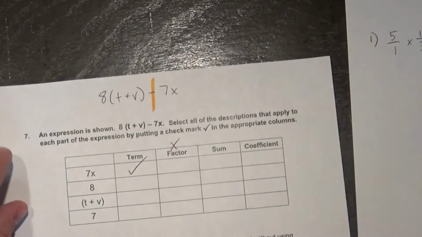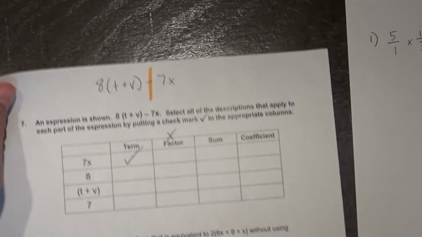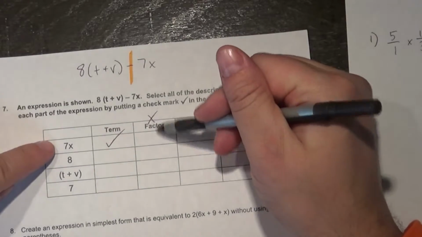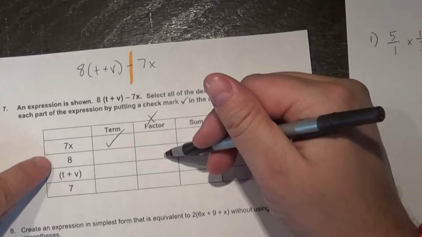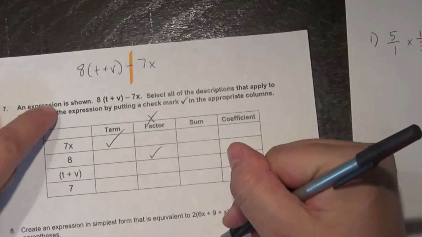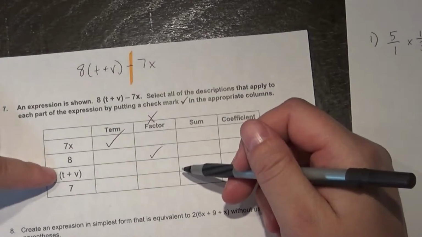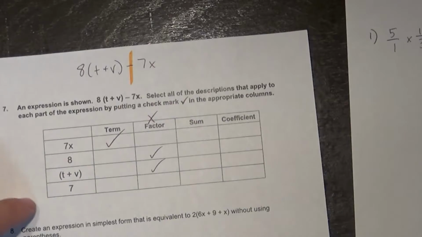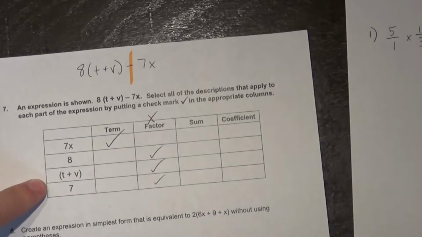Now I always think of factor, and I think of x factor because I'm multiplying to find my factors. So, is 7x being multiplied by anything in this problem? No. 8, however, is. 8 is being multiplied by t plus v, so 8 is a factor. Just like t plus v is being multiplied by 8, so t plus v is a factor. And then 7 is being multiplied by x, so 7 is a factor.